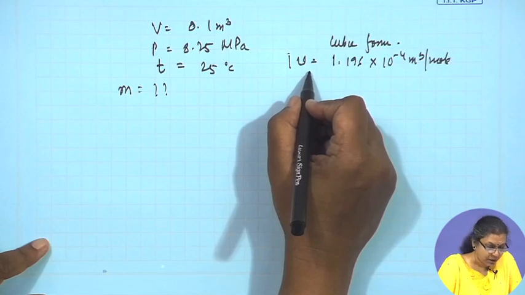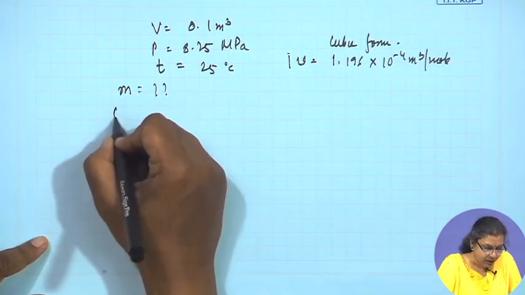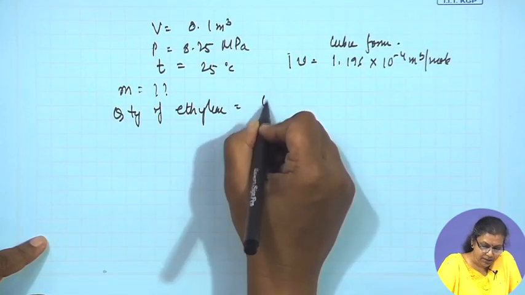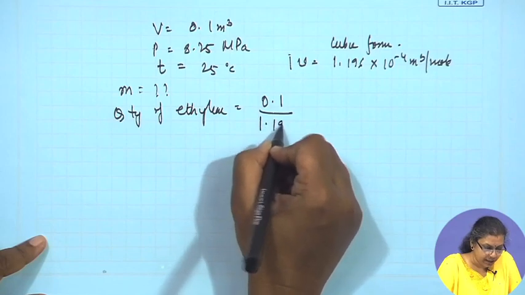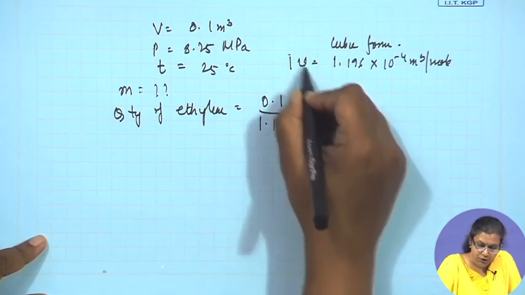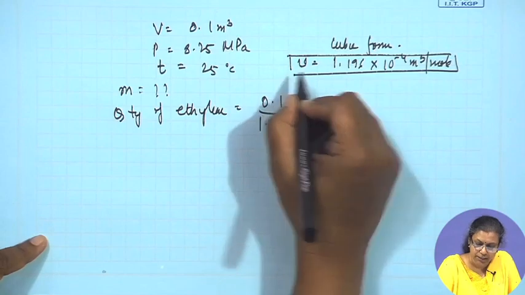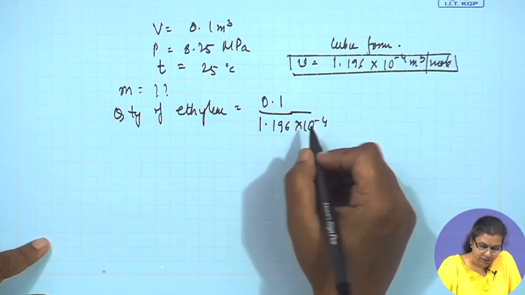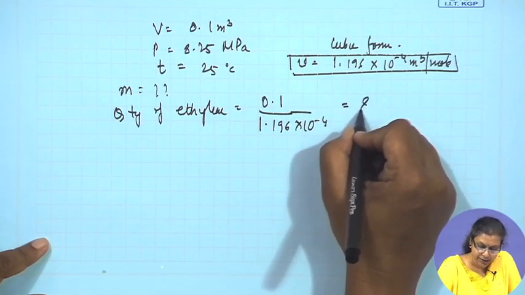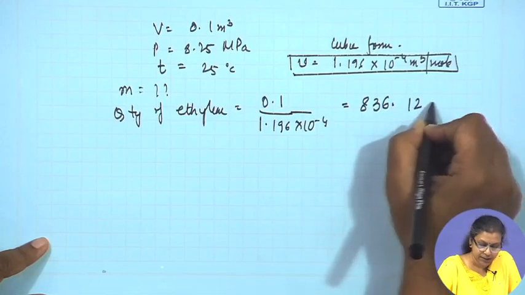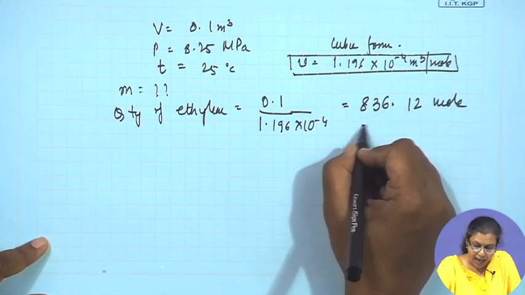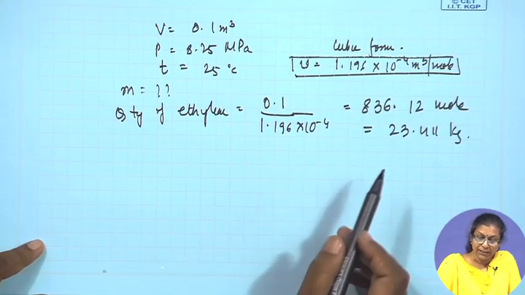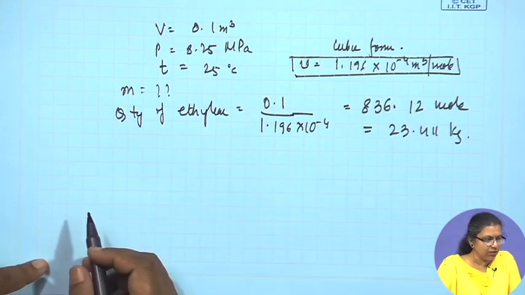Once you know the molar volume, then from that you can find out the quantity of ethylene as the total volume divided by the molar volume. This has been obtained by solving the cubic equation of state. The first guess value for the cubic equation of state was from the ideal gas value. So, from here you get the total moles of ethylene in the cylinder, and the total mass of ethylene was 23.411 kg, provided ethylene obeys the van der Waals equation of state.